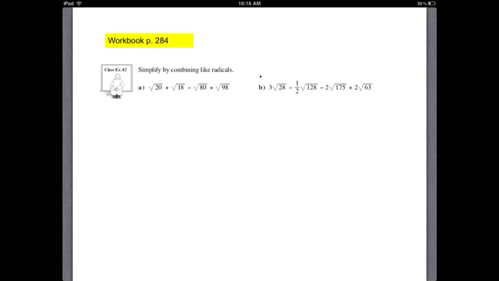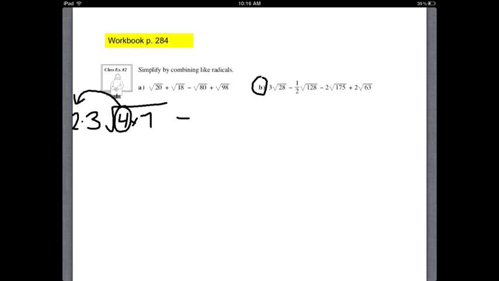For B, you can actually break this down further, even though they do look like mixed radicals. So let's take a look at that. We've got 3 root 28. Well, 28 can be broken down to 4 times 7. That 4 is a perfect square. You can bring that out, and now you're going to take that and multiply that by 3.